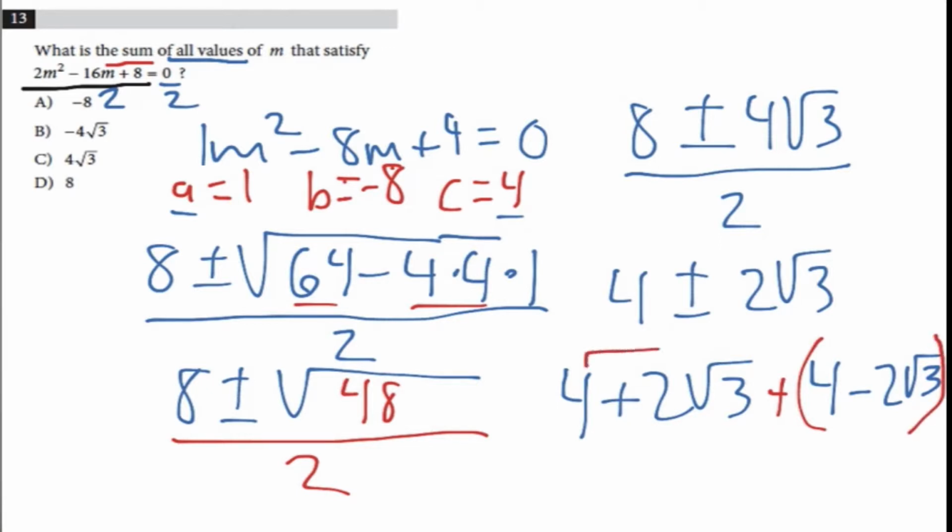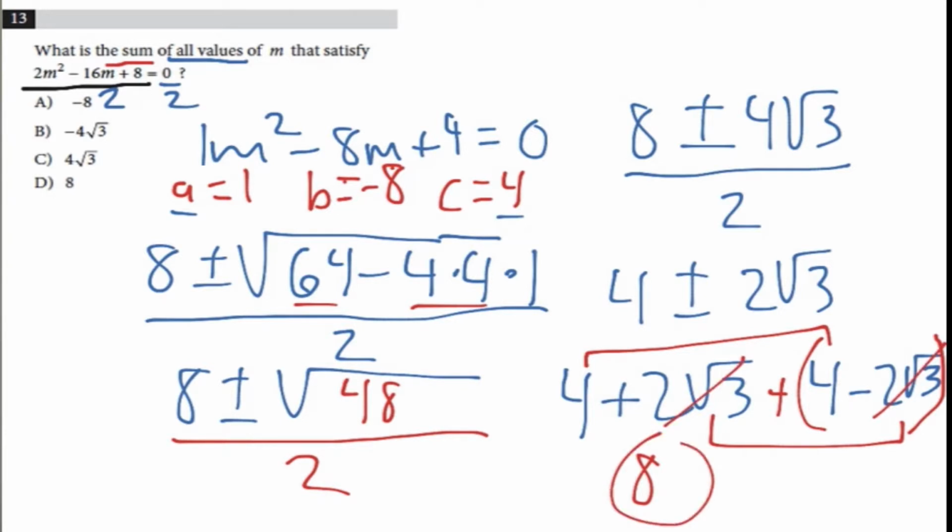Let's combine like terms. 4 and 4, 8, plus 2 root 3 minus 2 root 3. Hey, those cancel, and our answer is 8. That's easy. Notice how the language mattered there, though, right? Sum makes a big difference there.